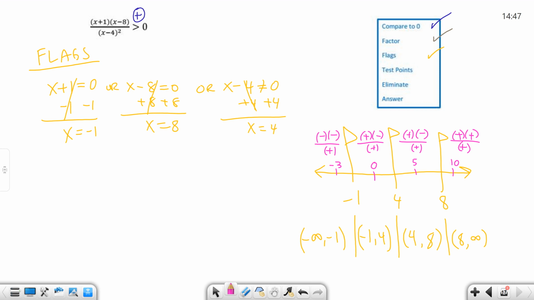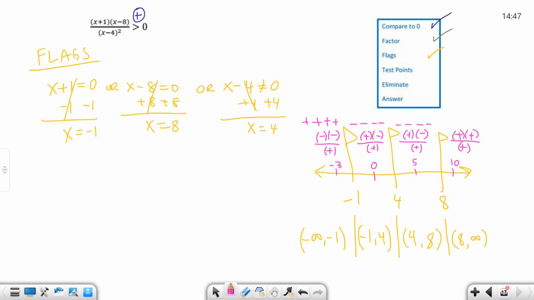So what do my rules say? I didn't do that yet. What is a negative times a negative here? It's a positive, and a positive divided by a positive is positive. And then positive times a negative is negative. Negative over positive is what? Negative. And then here again, that's negative over positive is negative.